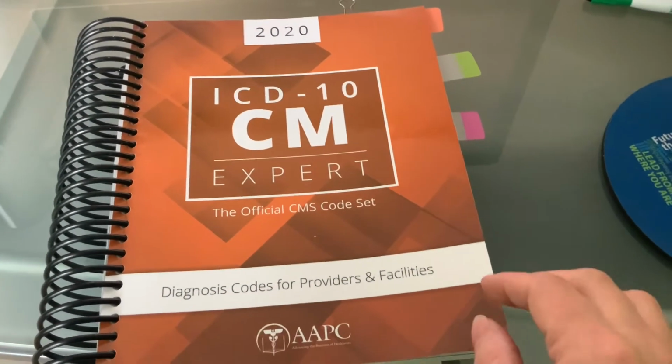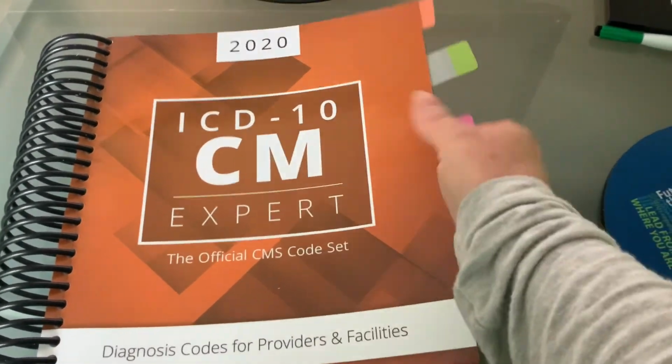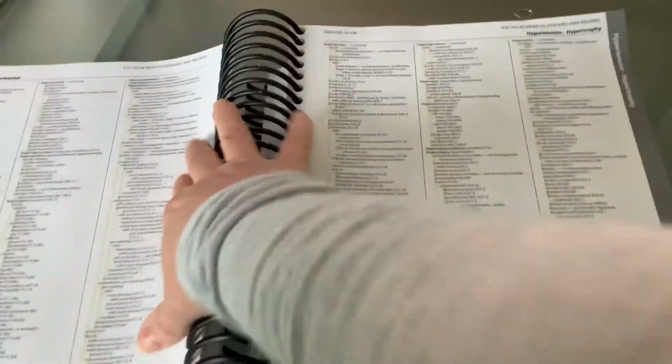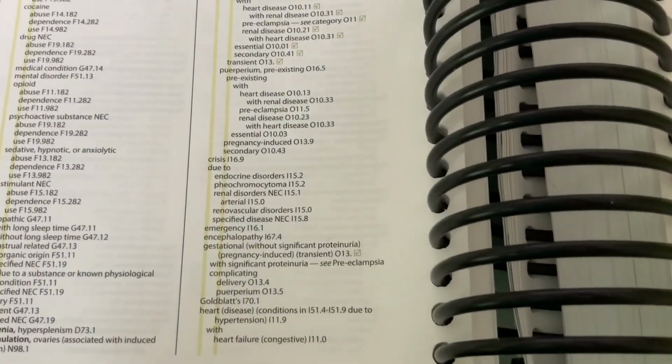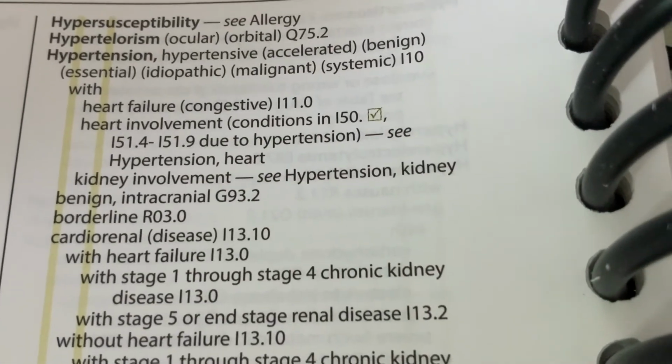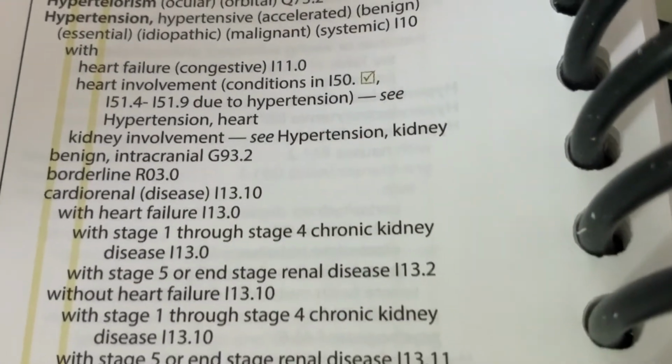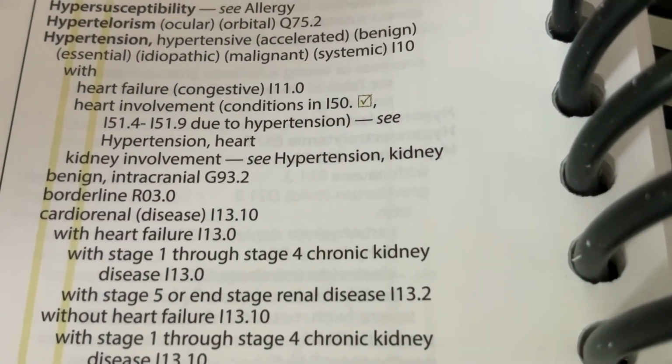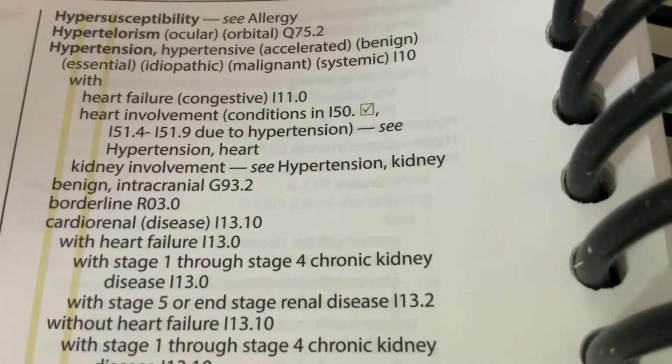Okay, so here we are at our book, so we're going to flip it over to hypertension. You're just going to look in your index, and I kind of cheated a little bit because I didn't want this to take forever, and I already flipped over to where hypertension is. Find hypertension. There it is. And if you look right there where it says heart involvement, it'll tell you to see hypertension, heart.